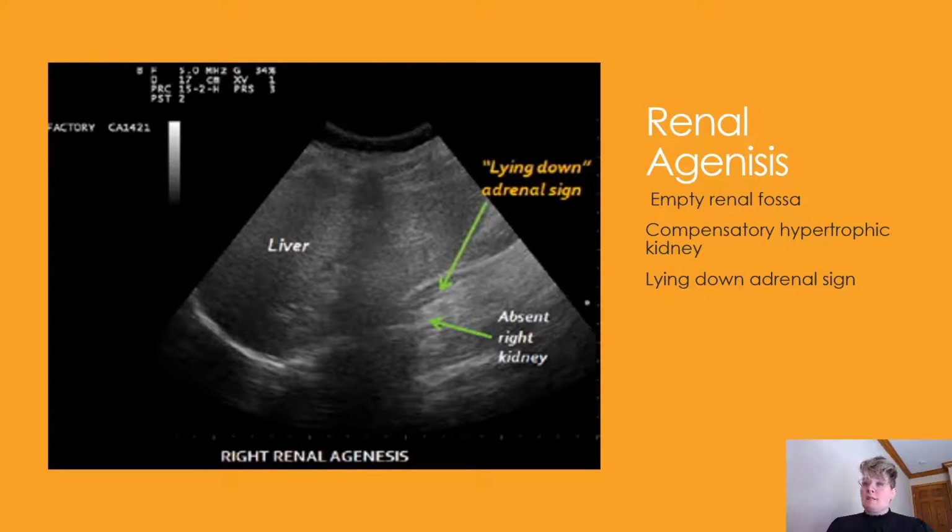But if we check all those areas and can't find it, then most likely this will be chalked up to renal agenesis. The other thing that we'll notice, if there is only one kidney, is that typically the other kidney becomes very large. That's because it's doing the work of two kidneys. So we call that a compensatory hypertrophic kidney.